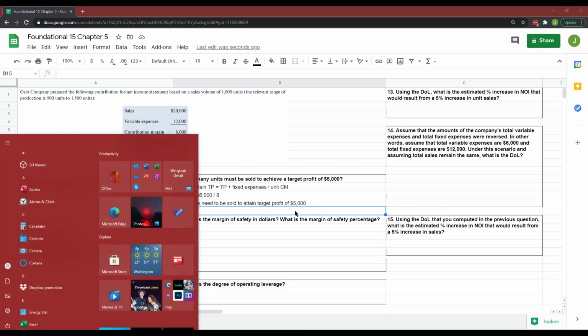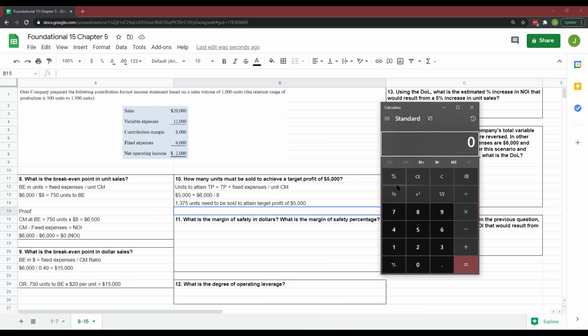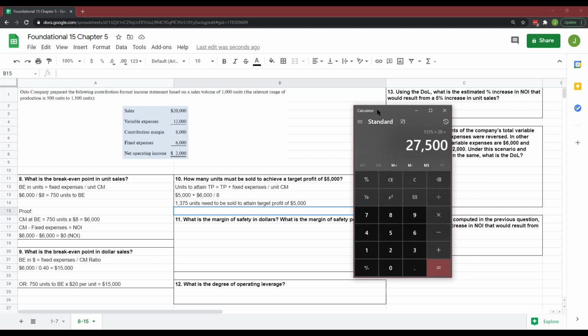Okay, so we can take out our calculator here and see what that would be in dollar sales. So if you need to sell 1,375 units to attain a profit of 5,000, well, we know we sell each of them for 20. So in other words, we can say we need to generate sales of 27,500 in order to attain a target profit of $5,000. So let's prove that that would actually be the case.